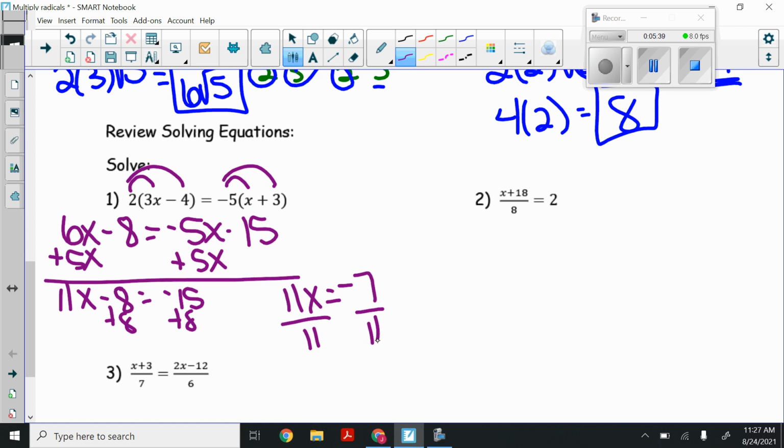Negative 7 divided by 11 is not a whole number. I started out with whole numbers at the beginning, so I can choose how I put my answer. I don't want a decimal, so I'm going to do negative 7 over 11 as my final answer.